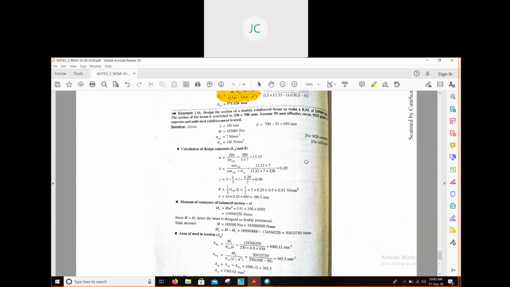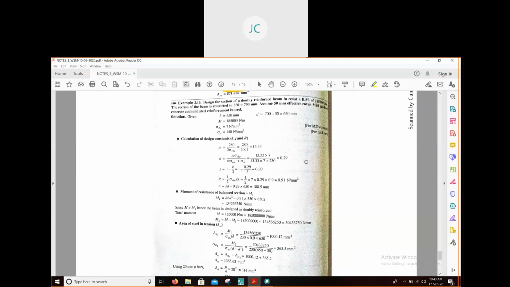Okay, you see this problem and you try to understand. See example 2.16 and see the solution, exactly the same as the last one. If you have any doubt, ask me now. Go through the solution, and whatever doubt you have, you can write down in the chat box. I will try to explain.